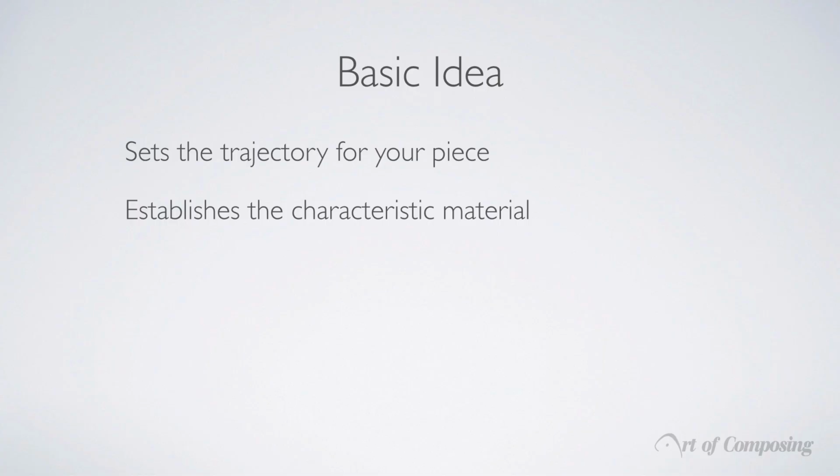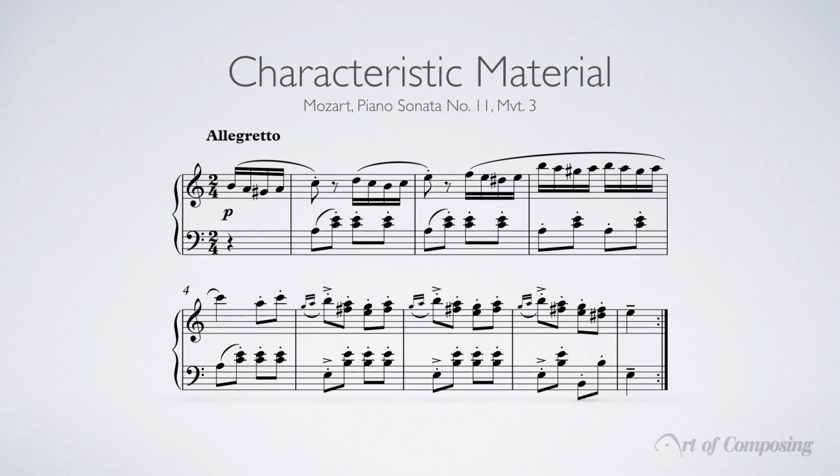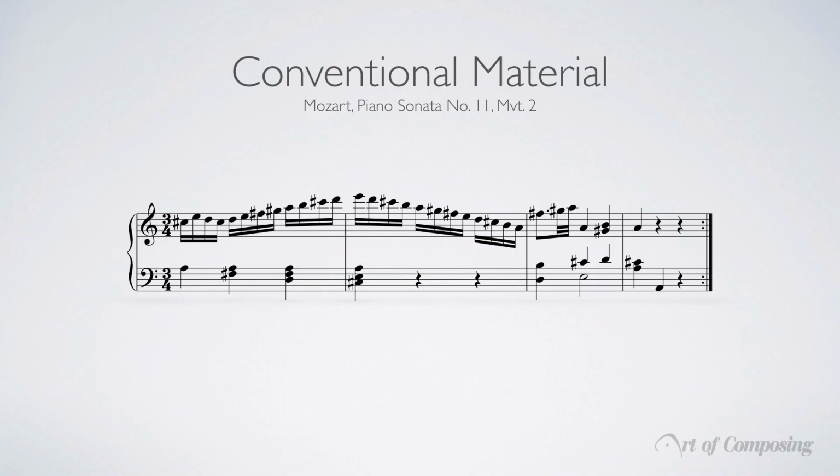Think of Mozart's Rondo alla Turca. The Rondo alla Turca is one of those pieces that's just instantly recognizable. Mozart starts it with that very characteristic feel, it just sticks out when you hear it. Now, this is differentiated from conventional material, which if you just plop it down could be from any old piece. Now, these are things like scales, arpeggios, and just general passage work.